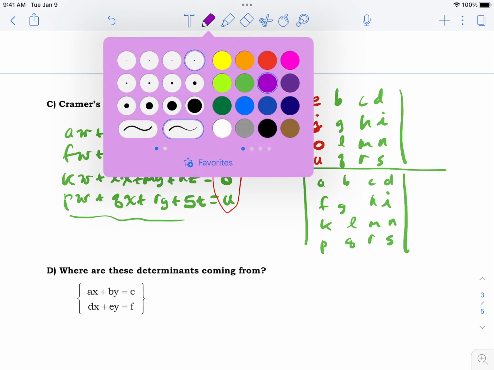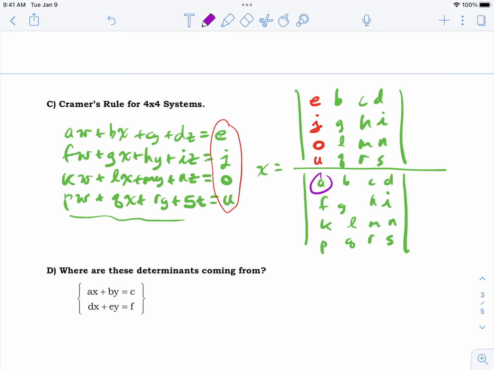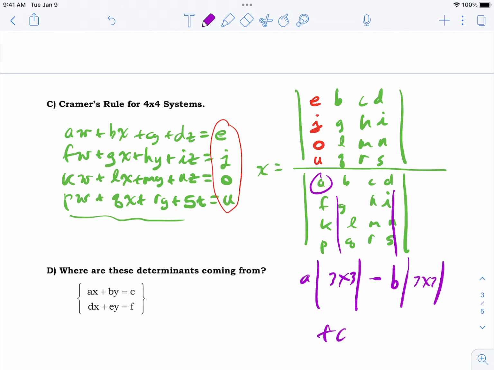Just like this. You would take A times this 3x3 minus B times another 3x3 plus C times another 3x3 minus, notice the alternating: minus, plus, minus. Then you would have a D times another 3x3.